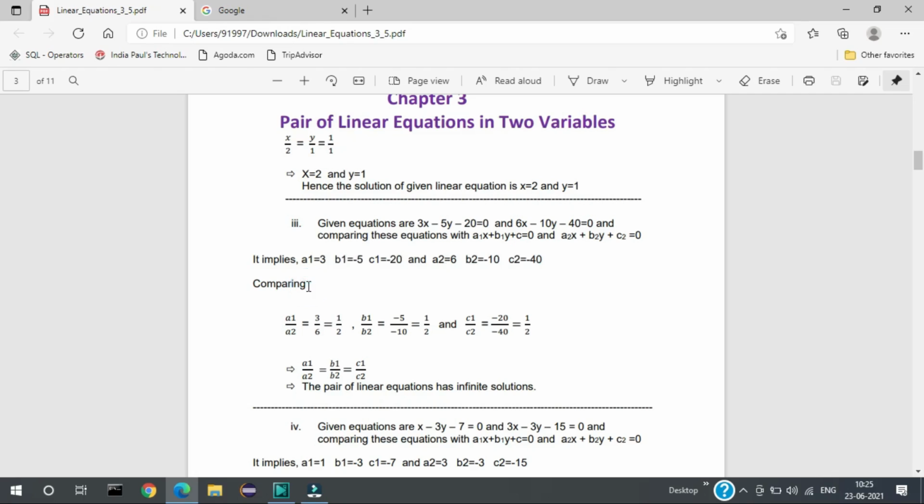On comparing, a1 by a2 equals to 3 by 6, that is 1 by 2. b1 by b2, again minus 5 by minus 10 will be 1 by 2. c1 by c2, minus 20 by minus 40 will become 1 by 2. Hence all are equal: a1 by a2 equals to b1 by b2 equals to c1 by c2. The pair of linear equations has infinite solutions.